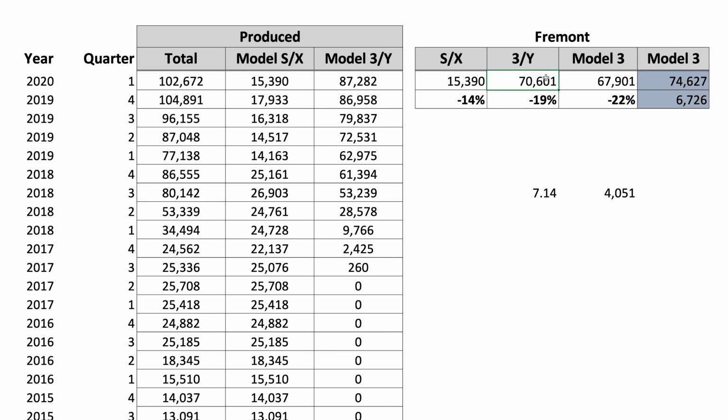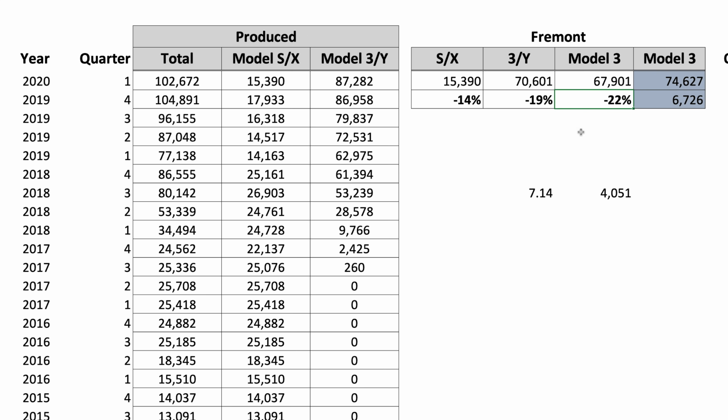Model 3 and Y production out of Fremont combined was about 70.6 thousand vehicles. We know that because we're backing out the Shanghai numbers. If we then assume that Model Y production was 2,700, which it had to have been at minimum, then we're looking at Model 3 production in Q1 out of Fremont at about 67,900 vehicles, down 22% quarter over quarter, when we have that baseline of S and X only down 14%. If Model 3 production in Fremont had only been down 14%, they would have produced about 75,000 Model 3s from Fremont in the quarter, or about 6,700 more than they actually did.